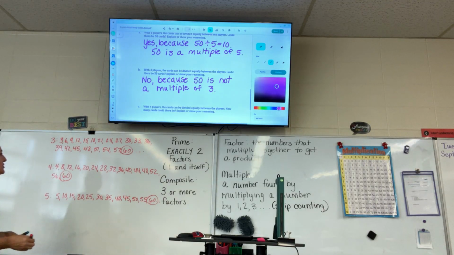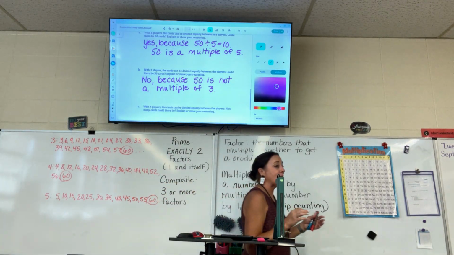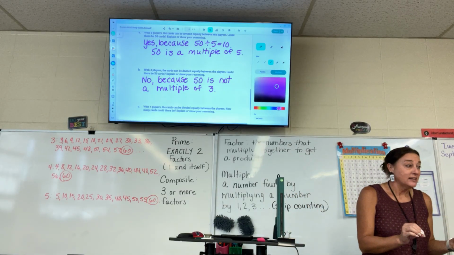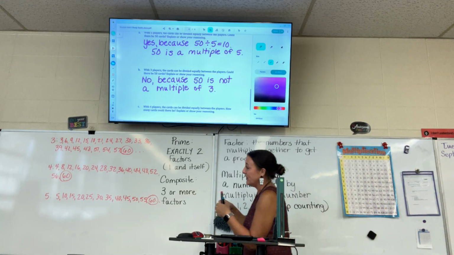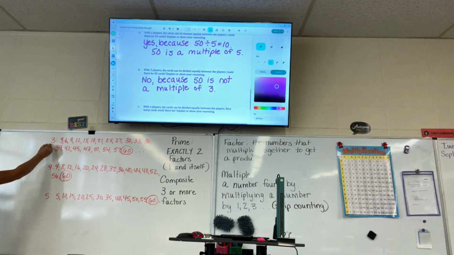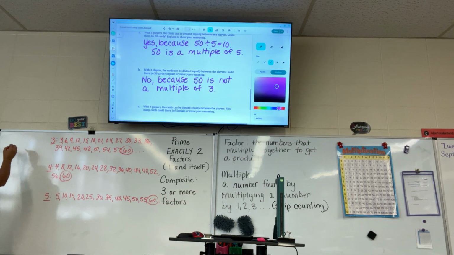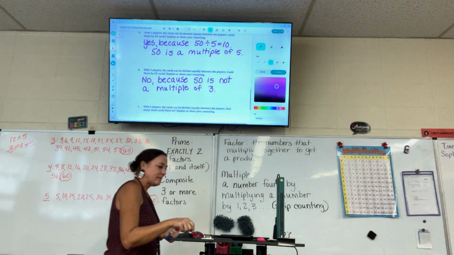Okay? So, the reason that 60 works, so there are 60 cards in this game. The reason 60 works, and if you don't want to go through all of that, all you have to do is multiply 3 times 4 times 5. So what's 3 times 4? 12. And 12 times 5? Look at your multiplication table. What's 12 times 5? 60.